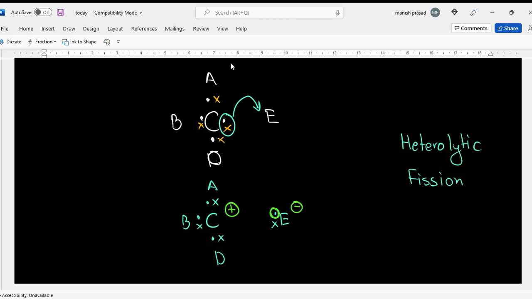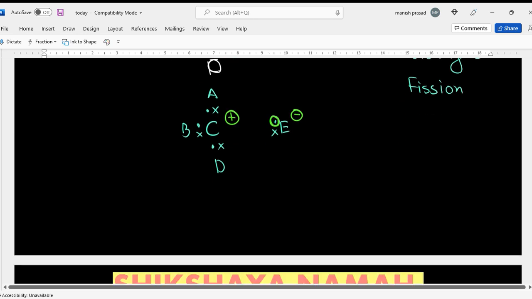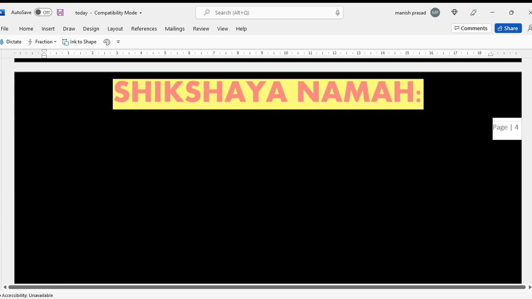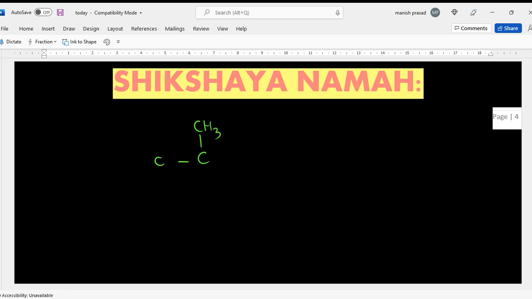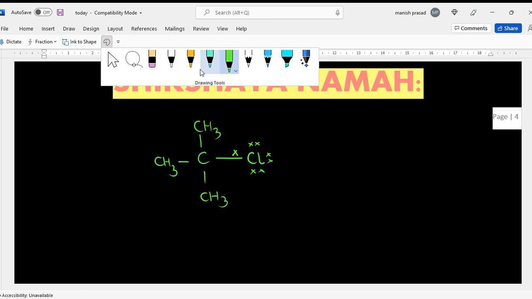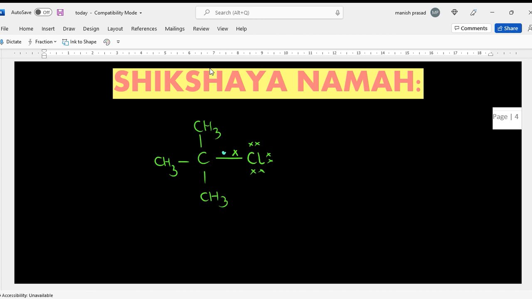So can you give me an example? Okay, let's give you an example. I'll show it with the help of a bond now. We have, let's say, a carbon with a CH3 here, a CH3 here, and a CH3 here, and a chlorine here. So chlorine has its own six electrons out here. Then chlorine has given one electron for the bond here, and the carbon has given one electron for the bond here.